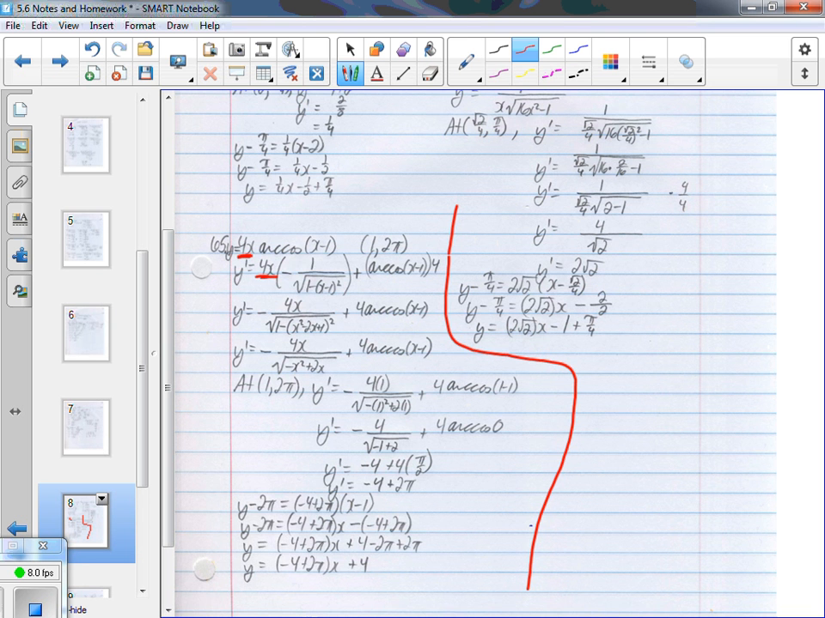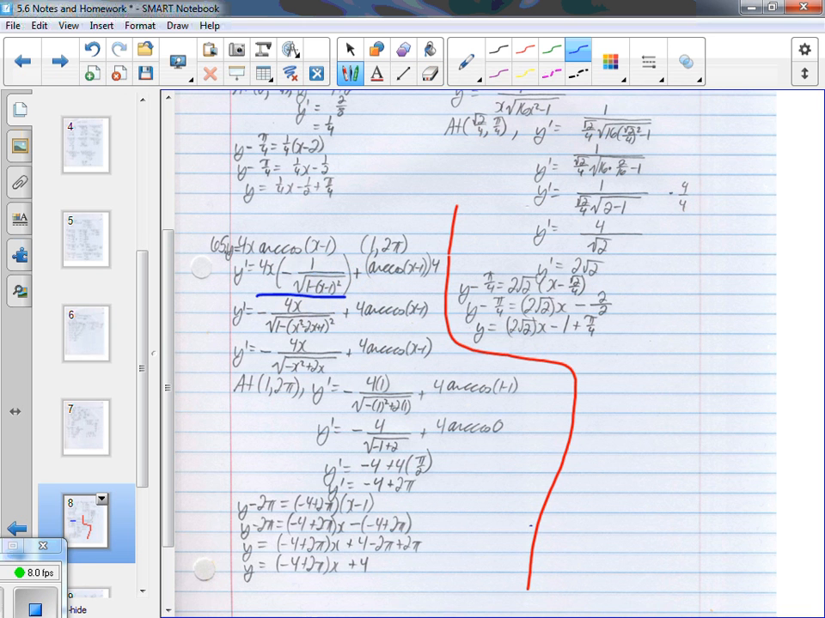The derivative of the arc cosine of u is negative square root of 1 minus u squared times the derivative of u. Derivative of u outside the parentheses, not under the square root. The derivative of x minus 1 is 1. So that's how I get the first half of the product rule.